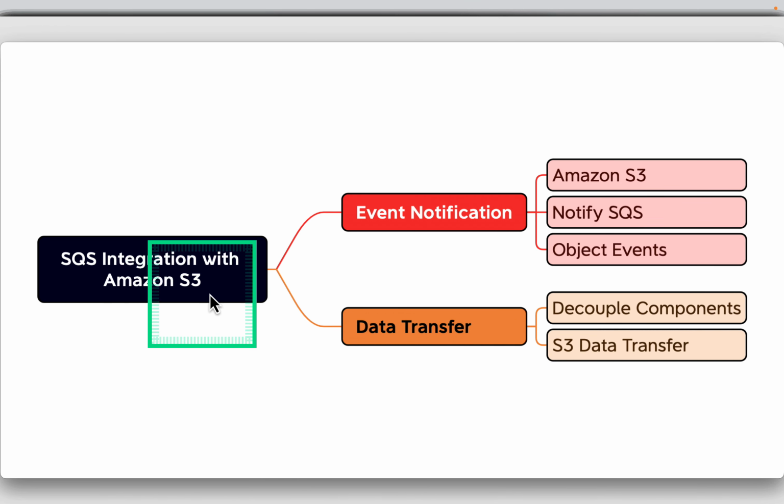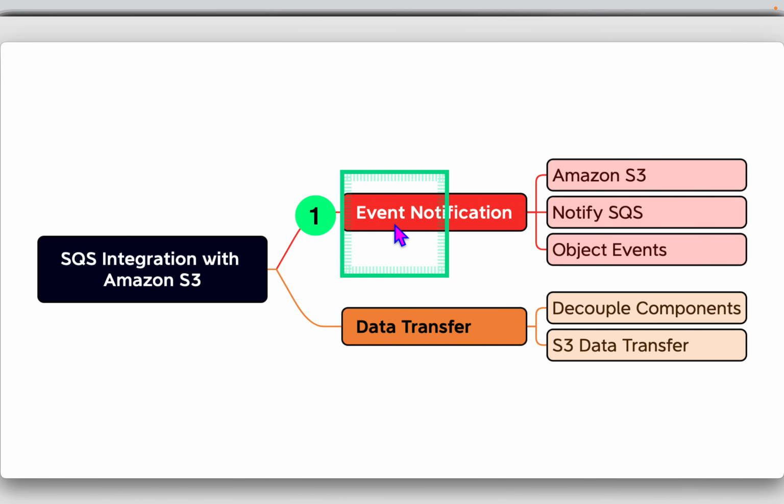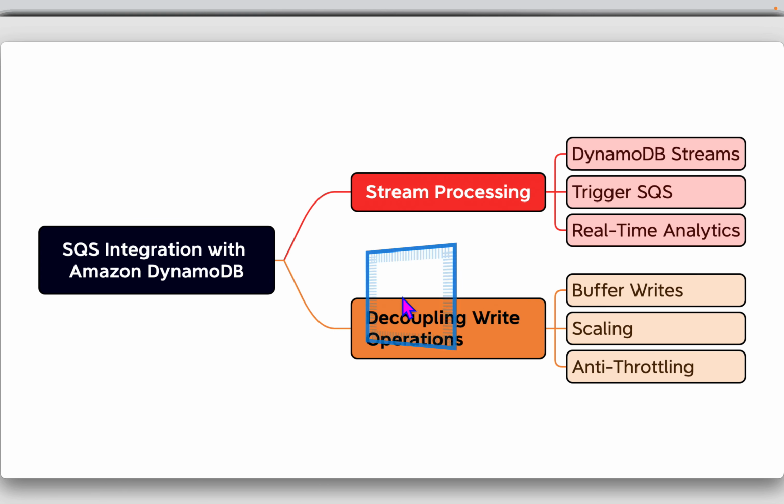SQS integration with Amazon S3. First one, event notification: Amazon S3 can notify an SQS queue when new messages are created or existing objects are deleted. Data transfer: SQS queues can be used to decouple components during data transfers to and from Amazon S3.